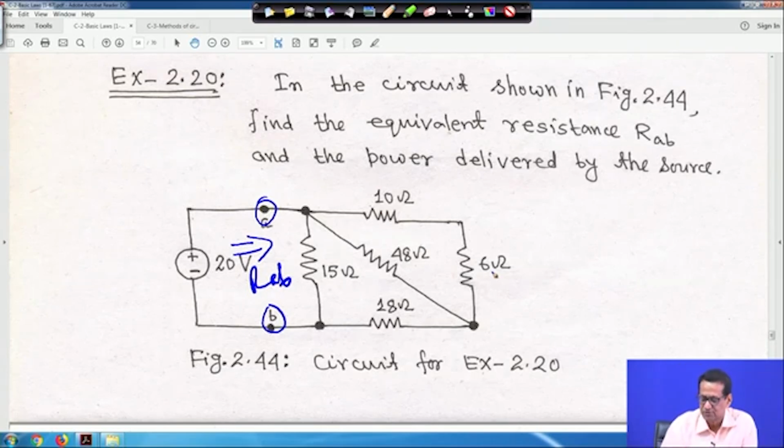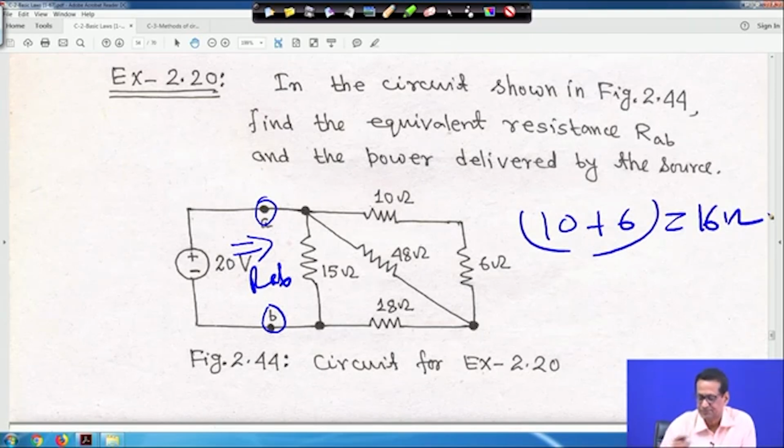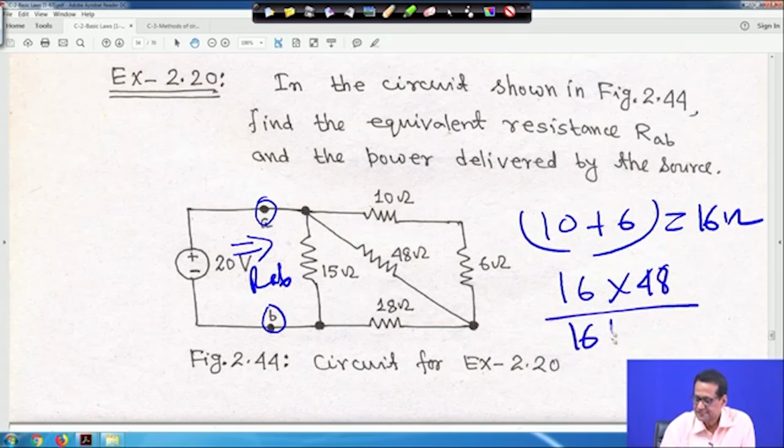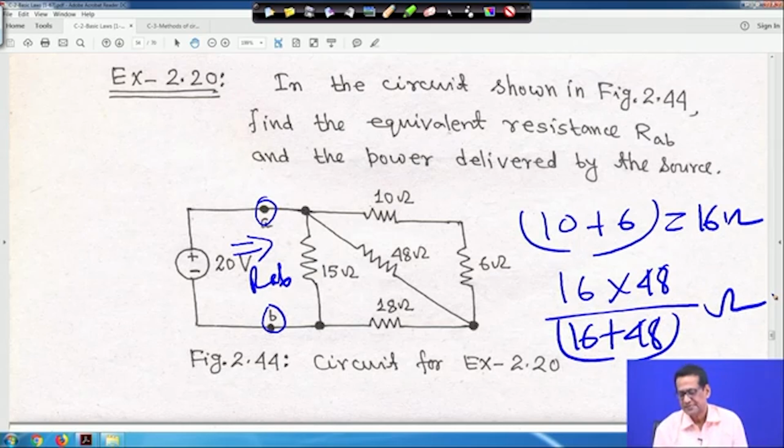Now, 10 and 6 ohm actually they are in series, so it will be 10 plus 6, 16 ohm, right, and with that 48 is in parallel, right. So, 16 is in parallel with 48. So, equivalent will be 16 into 48 divided by 16 plus 48 ohm, right, whatever it comes. So, same thing is there next. So, let me clean it.